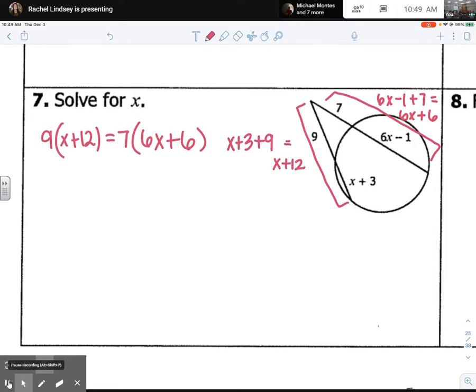So 9 times x, 9x, 9 times 12, 108. 7 times 6x, 42x. 7 times 6 is 42.